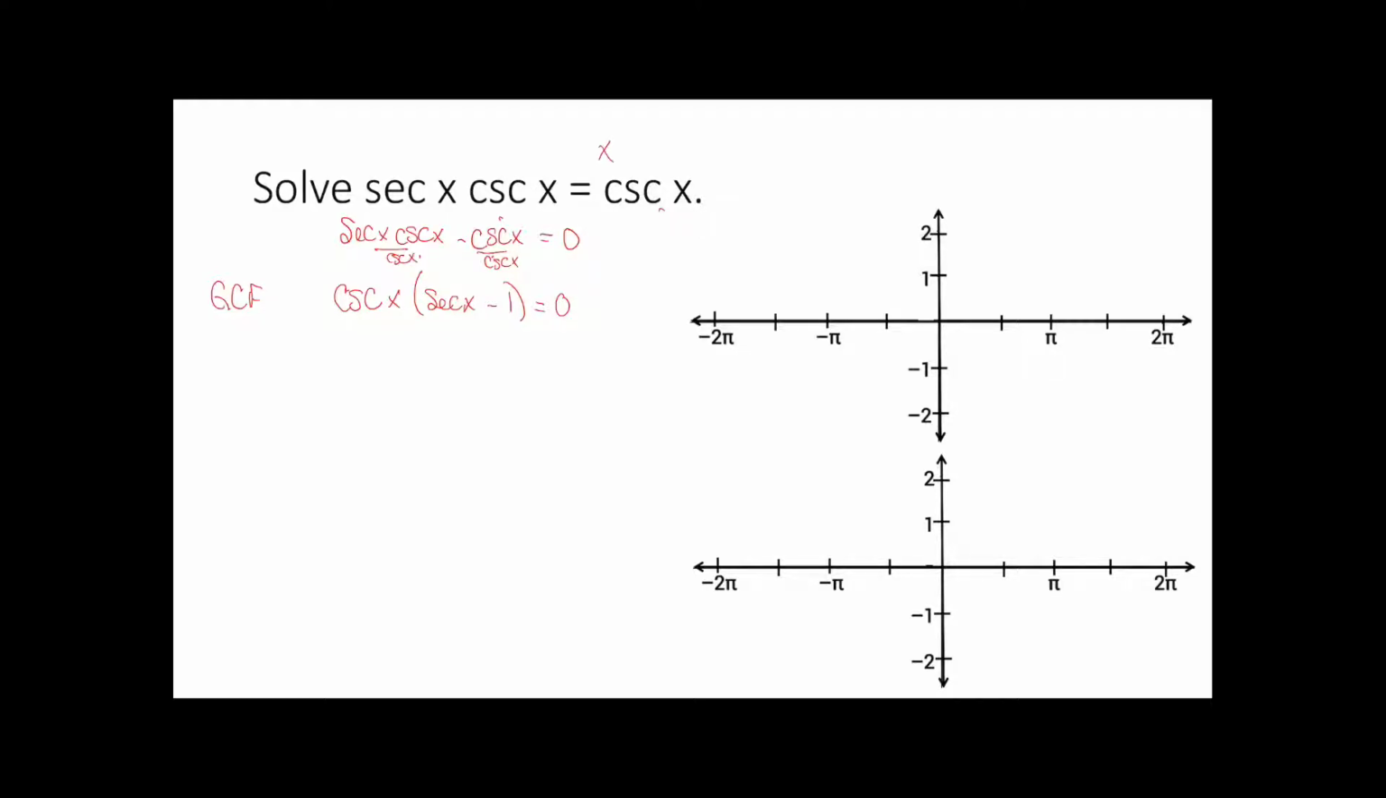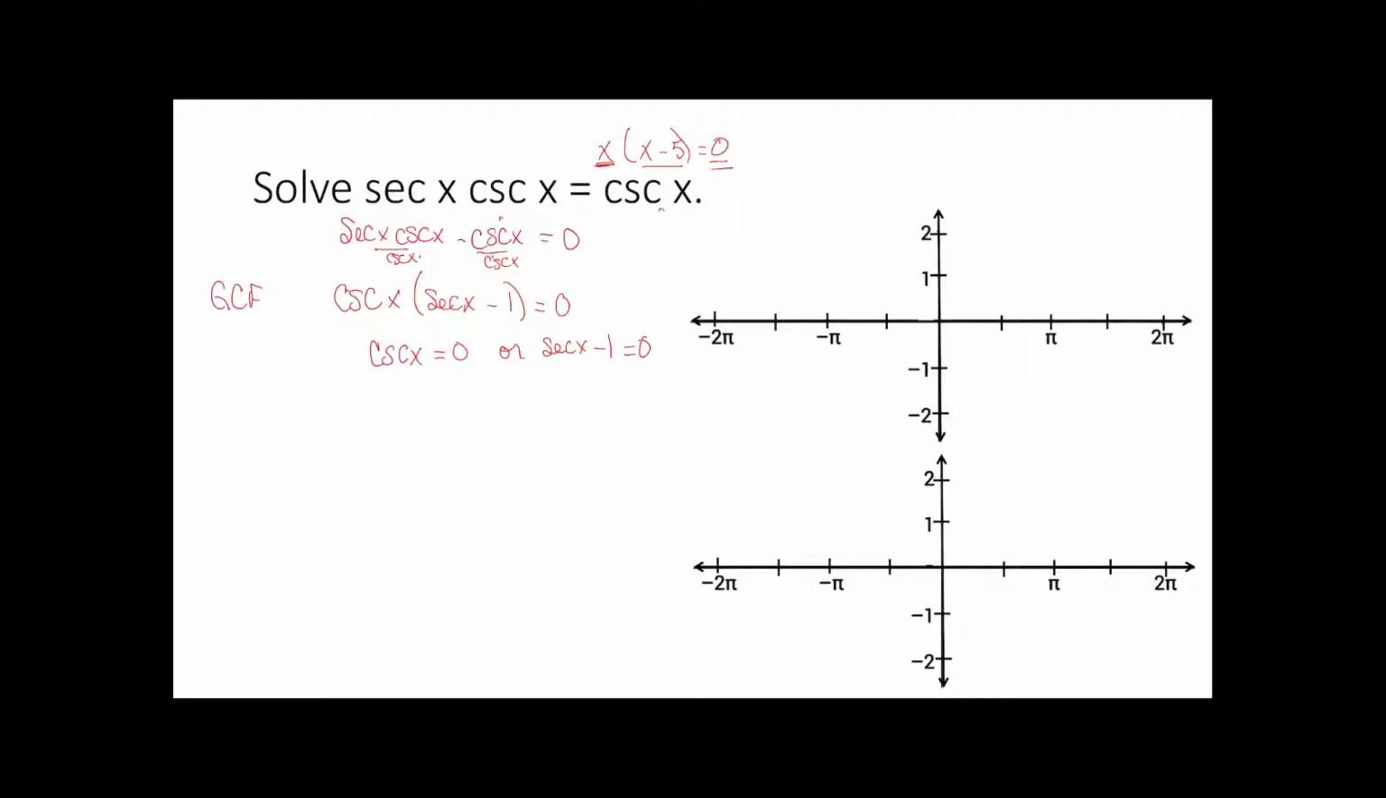So whenever we have something like x times (x minus 5) equals 0, that means that we have two possible solutions. X could be equal to 0, or x minus 5 could be equal to 0. The same thing holds here. We're going to take the cosecant of x and let it be equal to 0, or we can let the secant of x minus 1 be equal to 0.